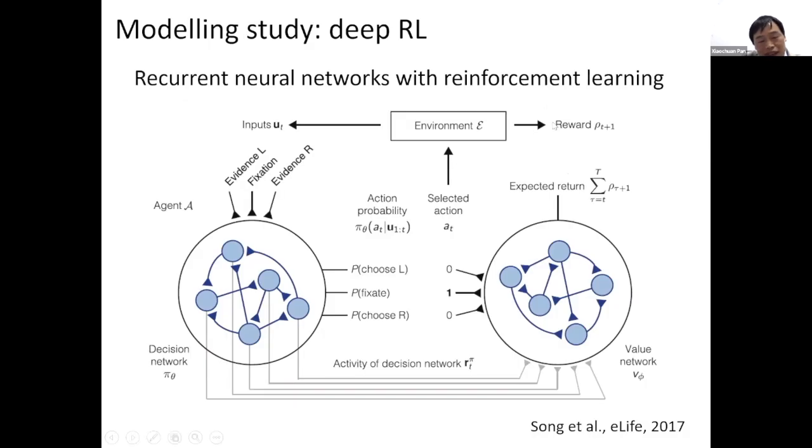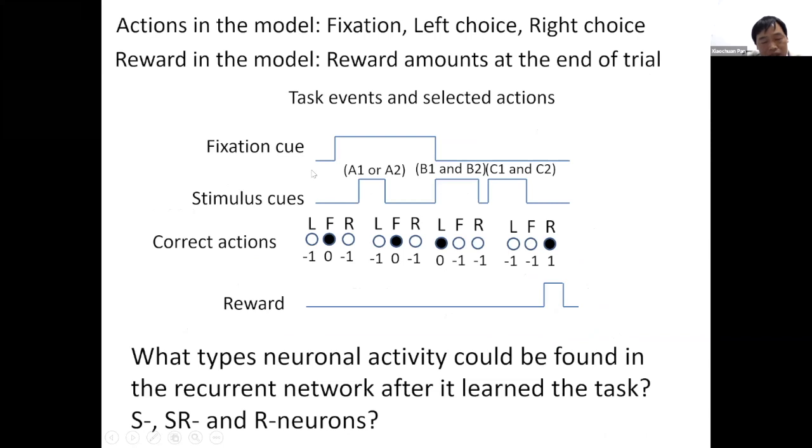For this kind of modeling study, we now try to build a recurrent network with a reinforcement learning rule. We want to train the network as the monkey learns this task. For example, in this model, we have three kinds of action: the fixation, the left choice and the right choice. In the model, we have the reward, and also the stimulus cue for A1, A2, and we can choose which is correct, and we can use this information to train the model.